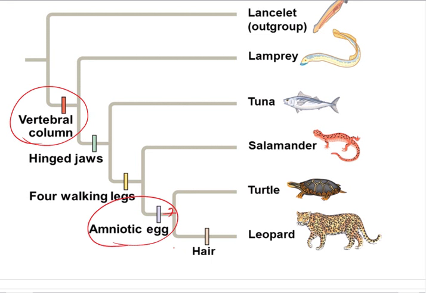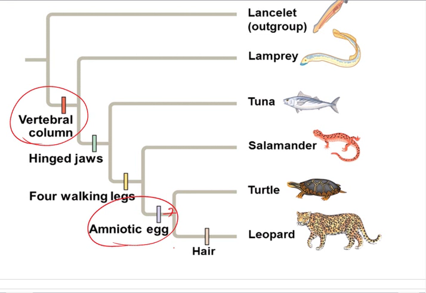So we can use the term clade several ways. This whole diagram could be a single clade. We could talk about the clade for the turtles and the leopards. Or the lampreys, tuna, salamander, turtle, leopard could be a clade. Okay, any group that includes the common ancestor.